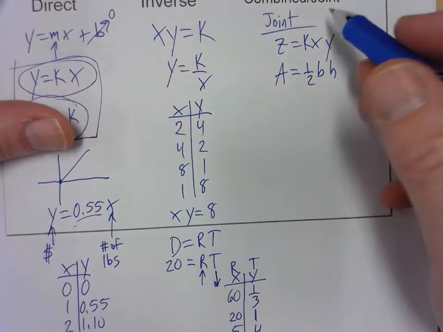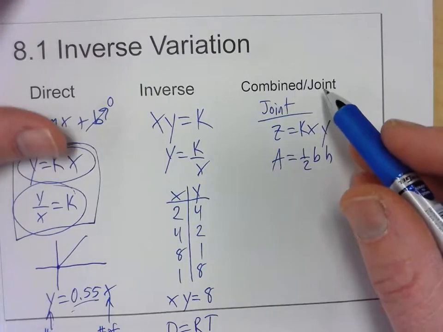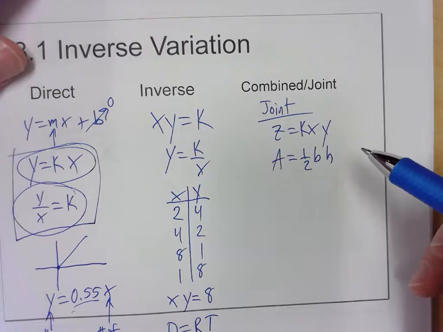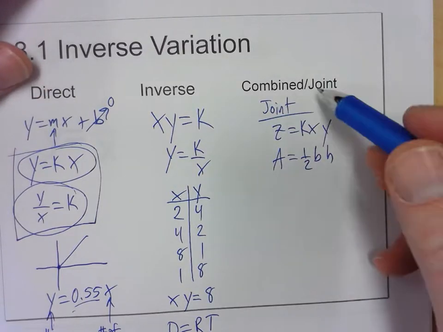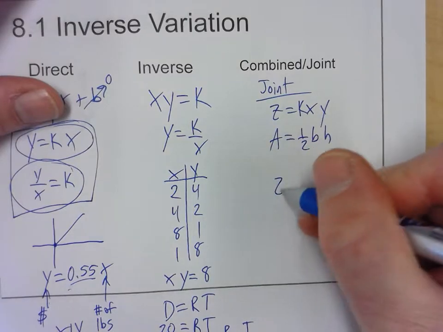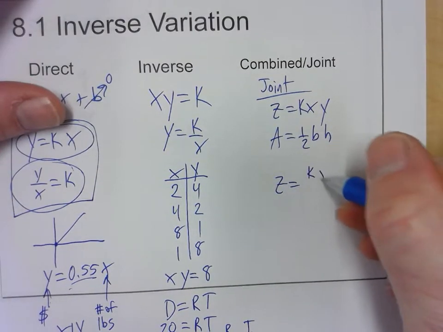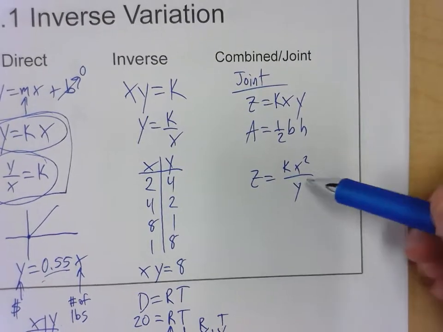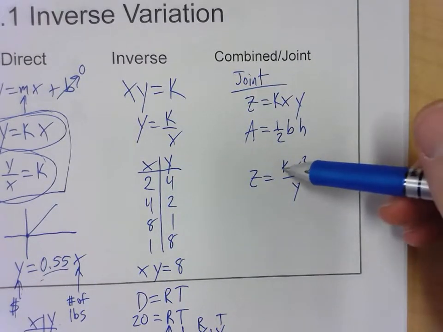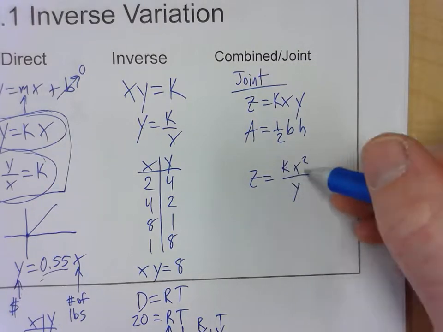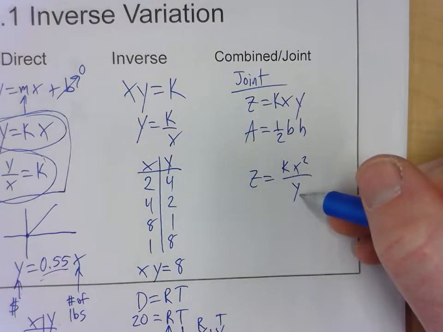If you had something where it was joint, this would be a joint variation, but if it was a combined variation, you could be putting these things together. So you could have z is equal to kx squared divided by y. The way you would read this is that it's directly related, so we're combining these together, so it's directly related to x squared and inversely related to y.